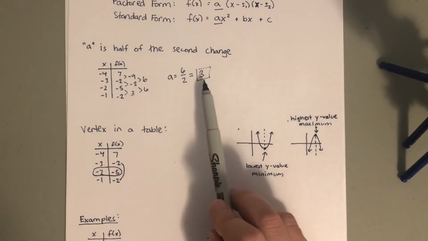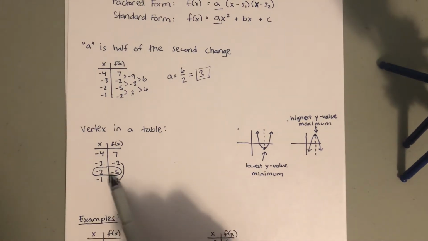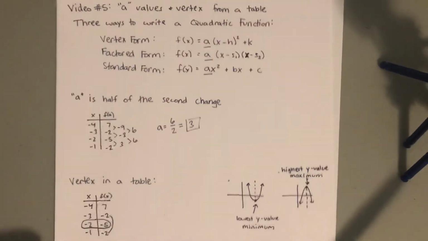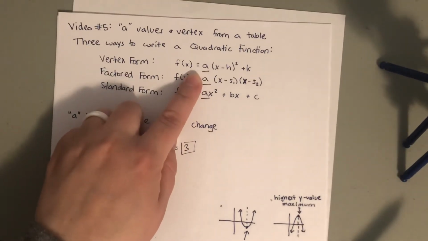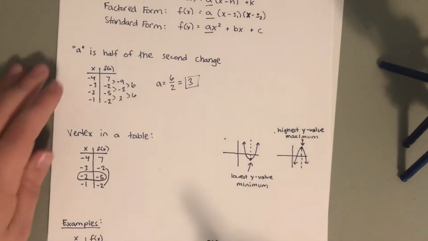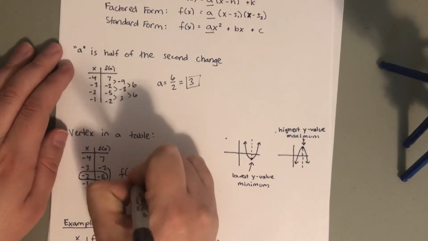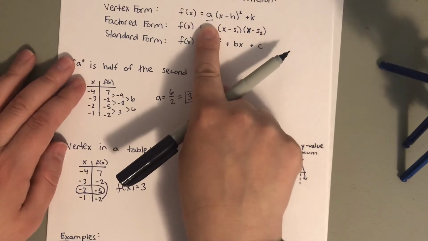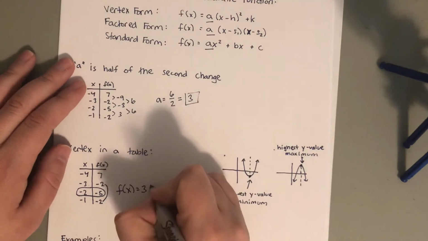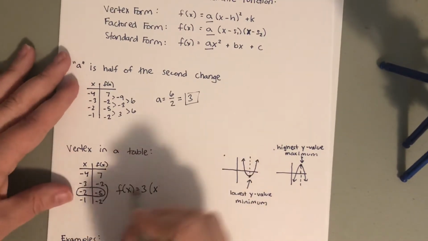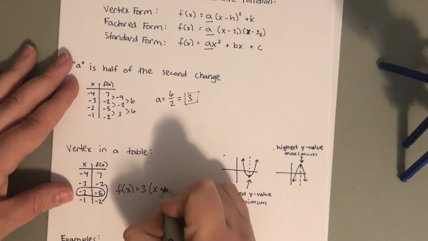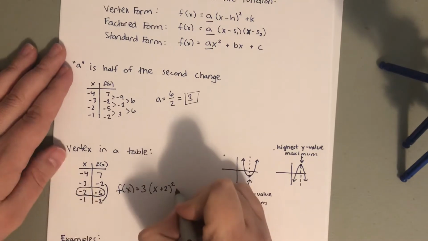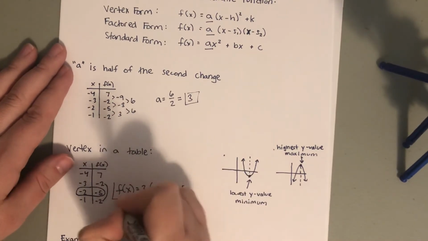So if we know that the A value is 3, and we know that this is the vertex, we can use vertex form to write the function, just like we learned in the last video last week. So let's do that. We have f of x equals, we said our A value is 3, so we write a 3 right there for A. And then we have parenthesis x, and then the opposite of the x value of the vertex, so +2 squared. And then the y coordinate of the vertex is -5, so we'll write a -5 out there.